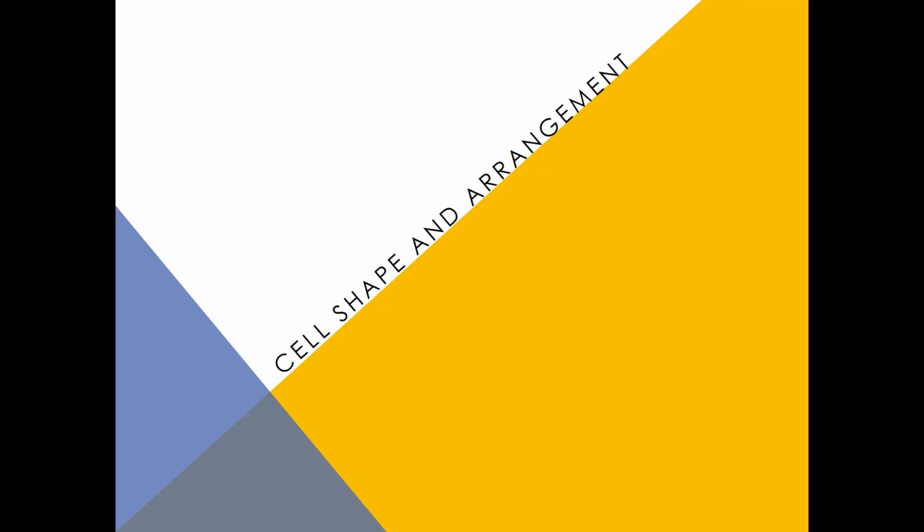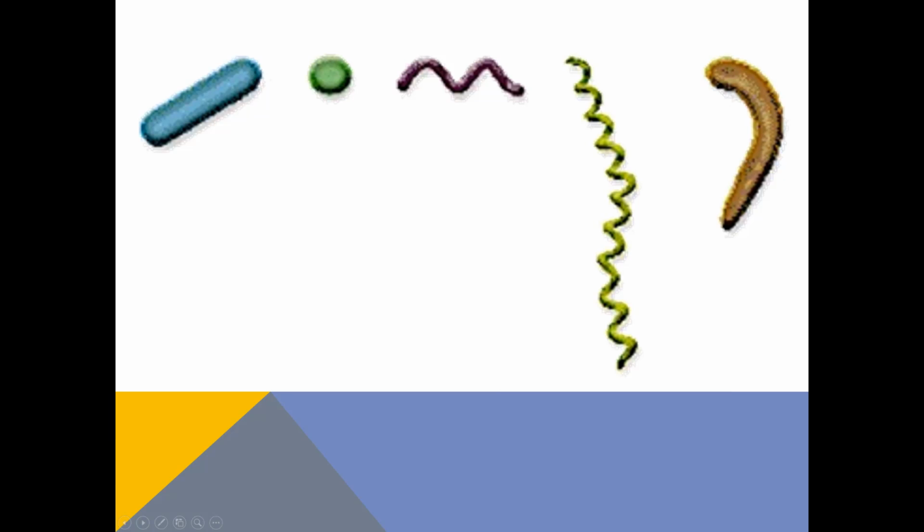So, cell shape and arrangement. Now, there are actually lots of cell shapes, but this was the most simplistic picture that I could come up with. On the far left, the rod-shaped cell is called a bacillus, B-A-C-I-L-L-U-S. And multiple bacillus are called bacilli.